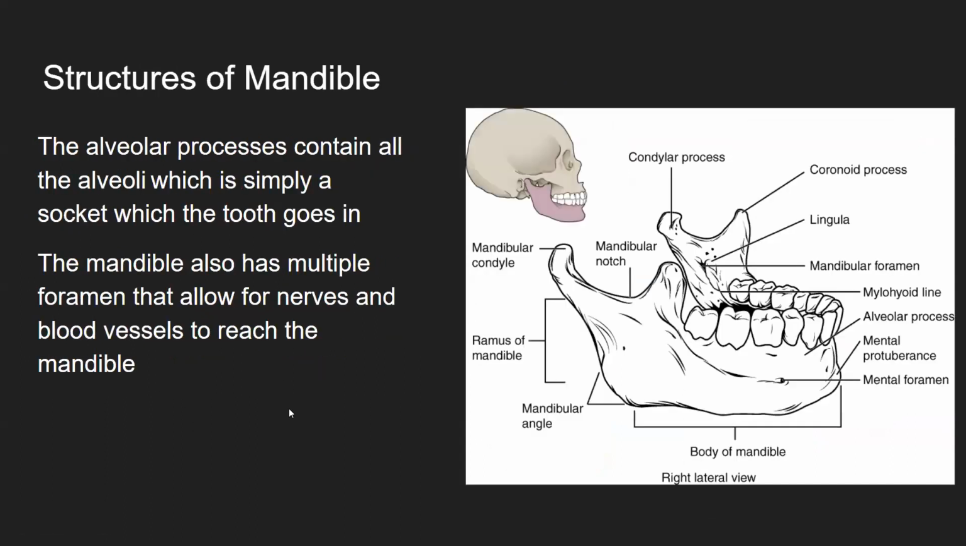Onto the structures of the mandible. The alveolar processes contain the alveoli, which is simply a socket which the tooth goes in. The mandible also has multiple foramina that allow the nerves and blood vessels to reach the mandible.